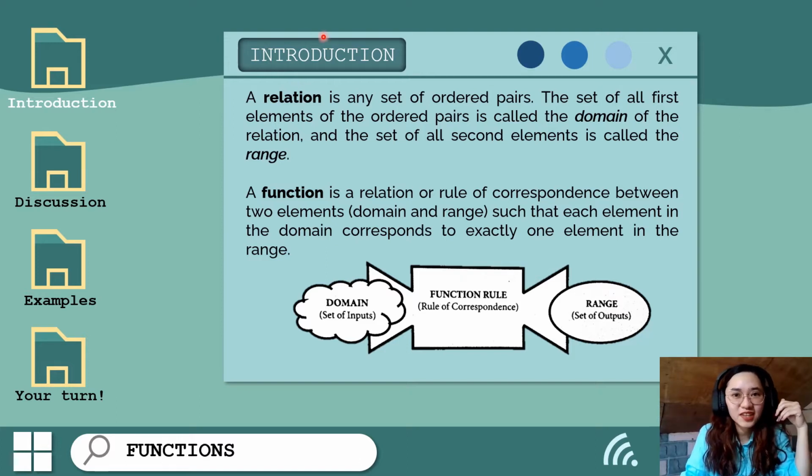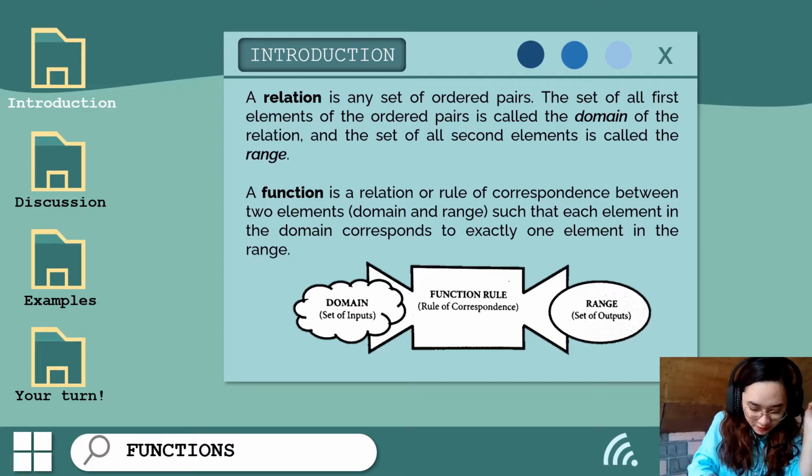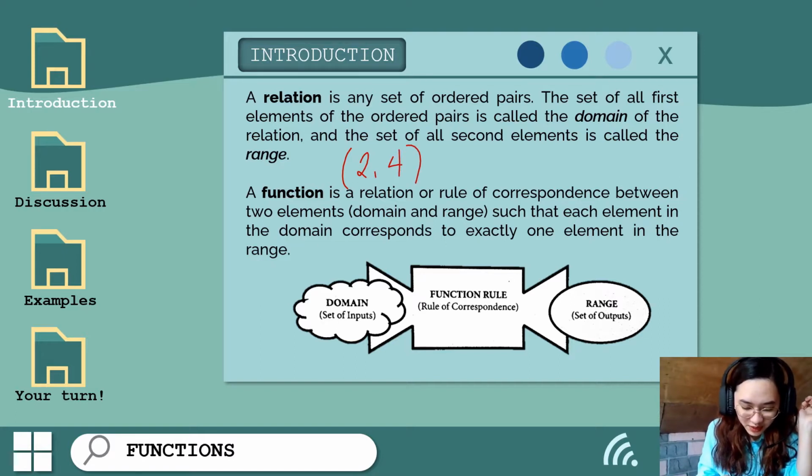When you were in junior high school, you already encountered some basic concepts about relation and function. Let's see what you can still remember. A relation is any set of ordered pairs. An ordered pair is a pair of objects, meaning dalawang elements lang, taken in a specific order. Halimbawa, we have an ordered pair (2, 4). So, we have two elements, itong unang element at itong pangalawang element.